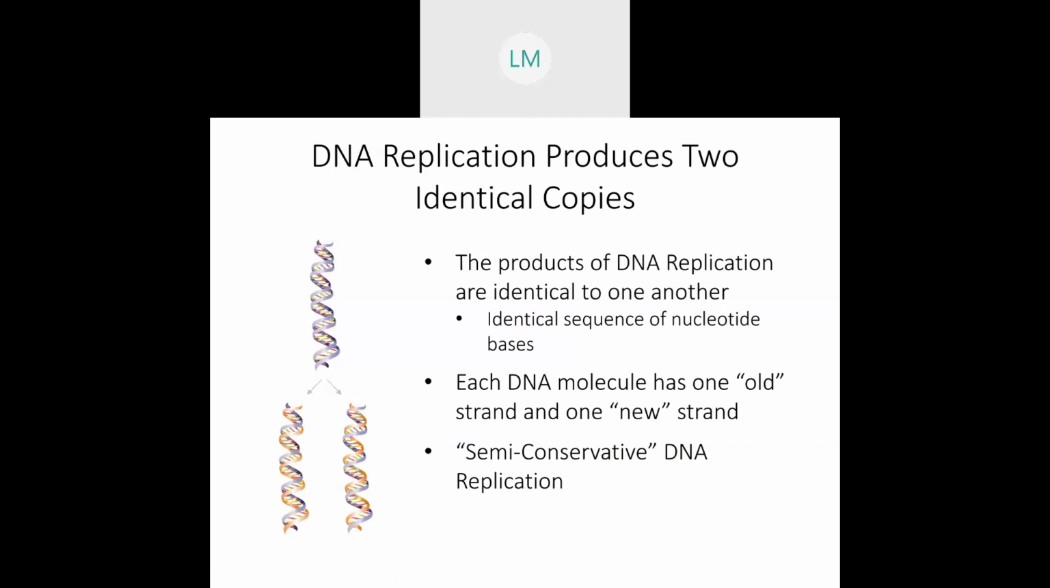Within our replication, we're going to end up producing 2 identical copies, so they have the identical sequence of nucleotide bases. They're exactly the same, and each DNA molecule has one old strand and one new strand. So instead of going in and making a copy of our DNA and then having one completely old copy and one completely new copy, our 2 copies have one old strand and one new strand. And this is referred to as the semi-conservative replication of DNA. So we have one old strand, one new strand. That's the semi-conservative DNA replication model.